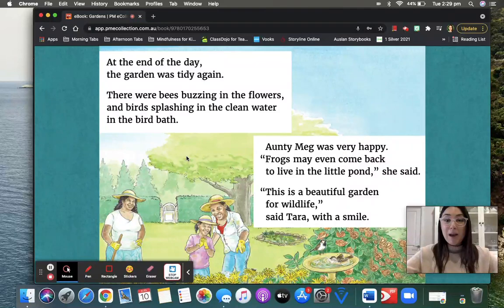Someone's talking. I've got to get my expressive voice. "Frogs may even come back to live in the little pond," she said. "This is a beautiful garden for wildlife," said Tara with a smile. Did you hear me change my voice? You can even put a character's voice on.